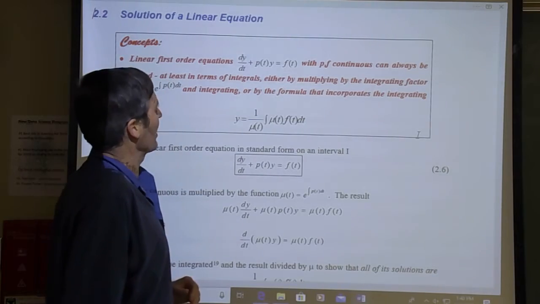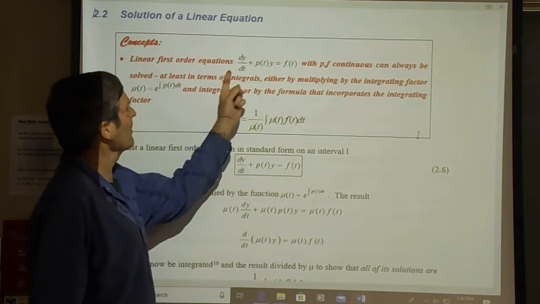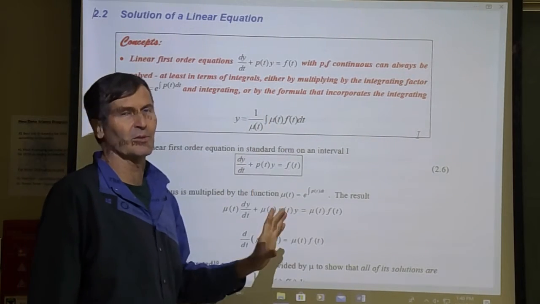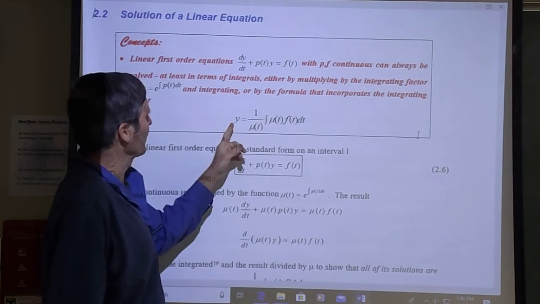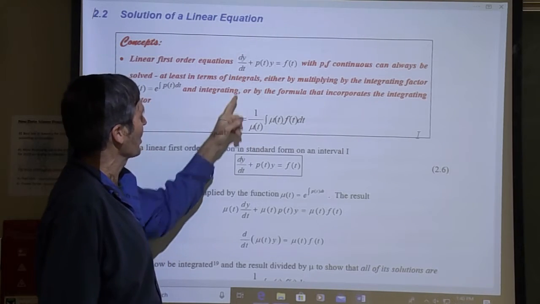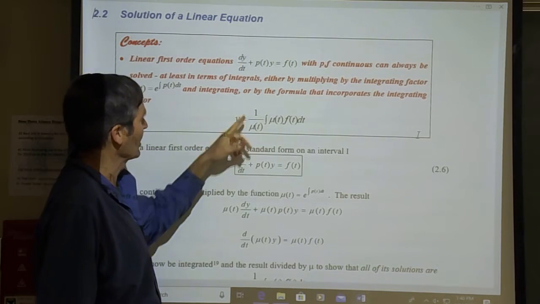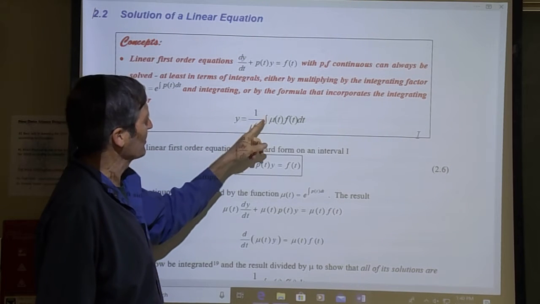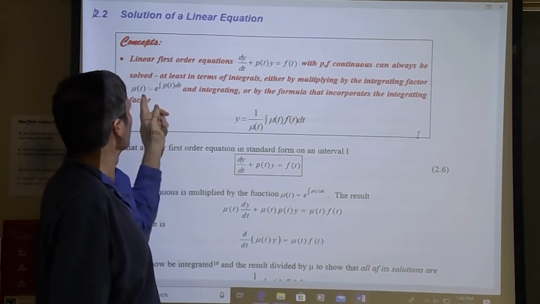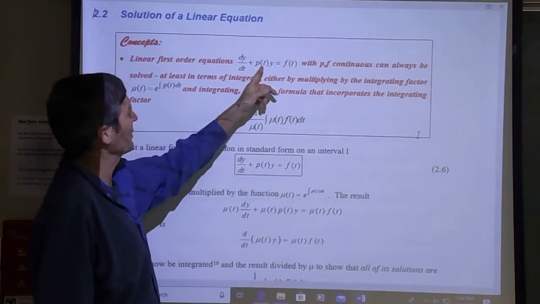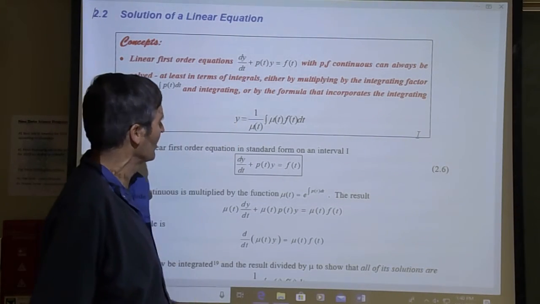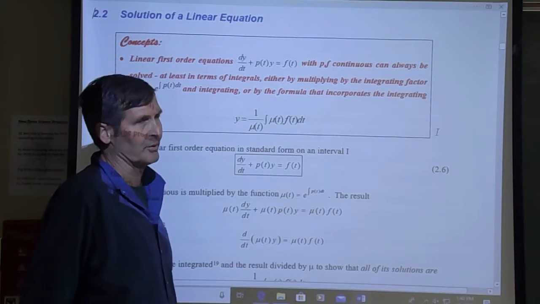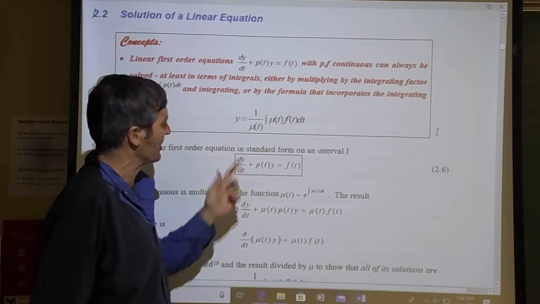This is sort of a summary of the concept here. Every equation of this form, it turns out, can always be solved, at least in terms of integrations. The result is y, the solution function to this equation, where you're given p and f, is 1 over mu times the integral of mu times f, where mu is e to the integral of p(t) dt. So if you give me p and f, I can immediately write down the solution of this differential equation. The trick is, first you have to recognize it's linear and put it into its standard form.